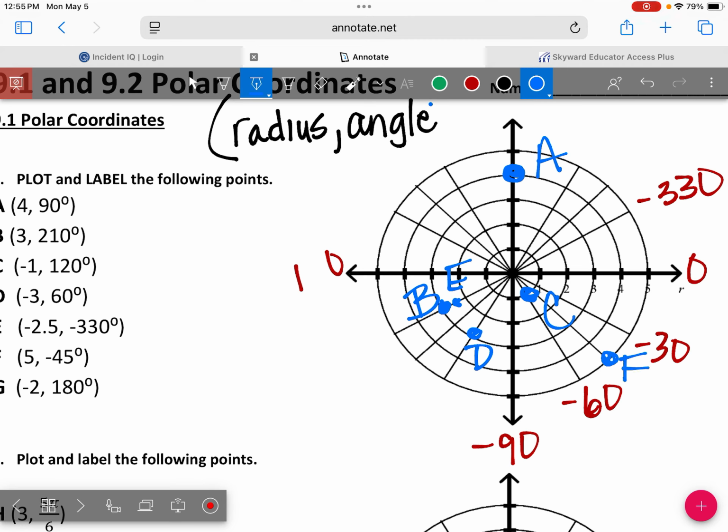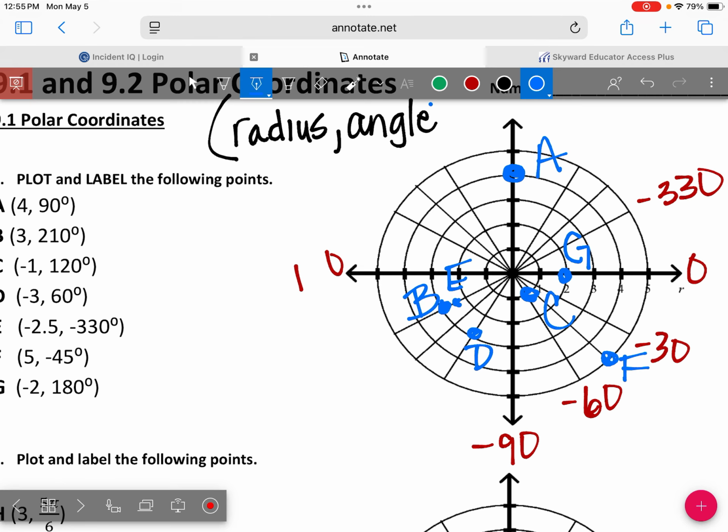And then lastly, point G. 180, but it's negative. So what does that mean? I'm going to count back 1, 2, and I'm going to land right here. All right, any questions so far about how to graph a point?